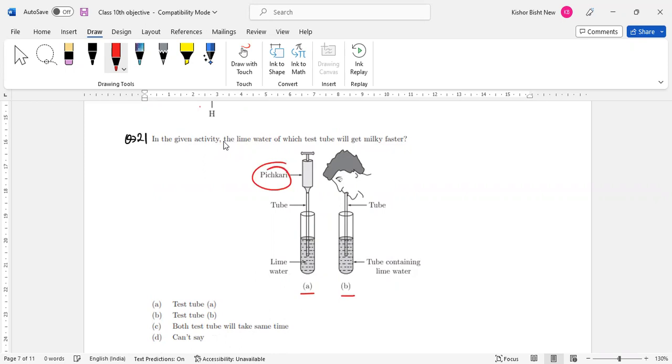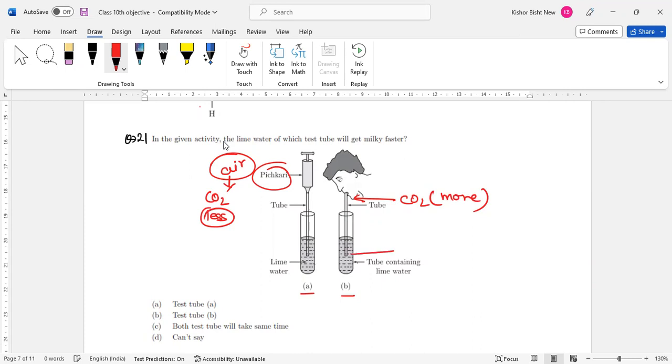Pichkari means we are putting air here, and here we are putting CO2 gas from exhaling, after inhaling oxygen and then exhaling carbon dioxide. Everyone knows that. Some amount of carbon dioxide is also present in the air, but it is less in quantity, whereas in exhaled air there is more CO2. So which one? The tube containing lime water. In both test tubes there is lime water.